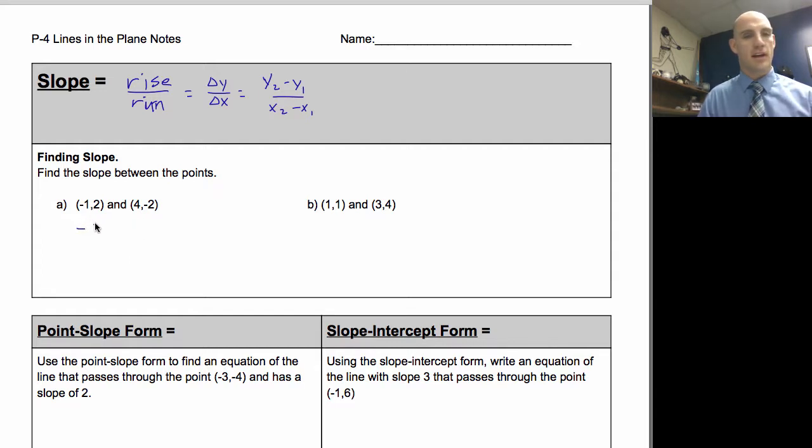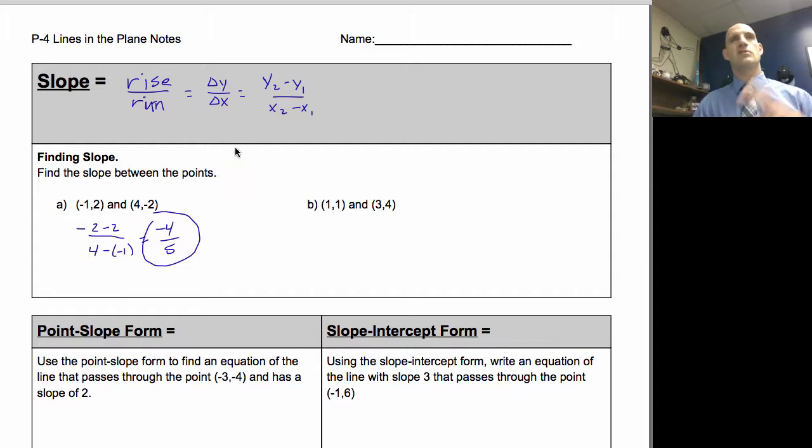So I've got -2 minus 2 over 4 minus a -1. So I've got -4 over 5. There's my answer right there. Okay, if you don't feel comfortable with that, go ahead and pause here, and after the pause I'm going to do the second example. So pause, try this next example if you don't feel comfortable. Okay, in the next one I'm going to subtract 4 minus 1 over 3 minus 1, so I've got 3 over 2. That will be my slope.